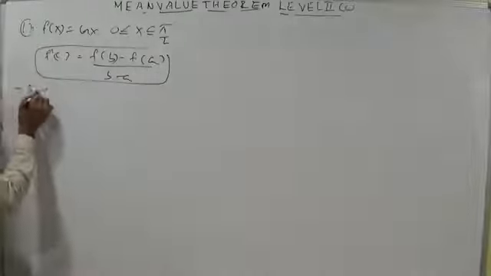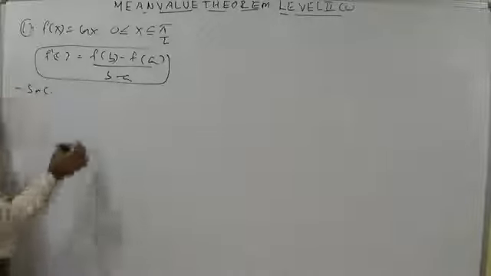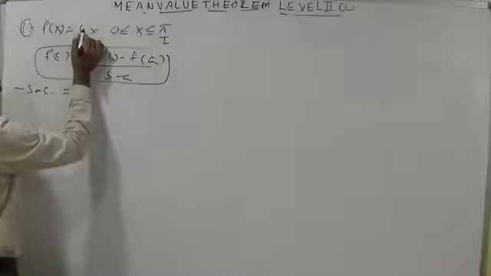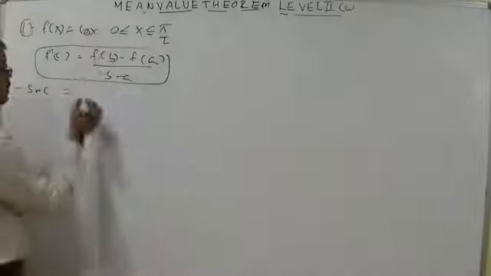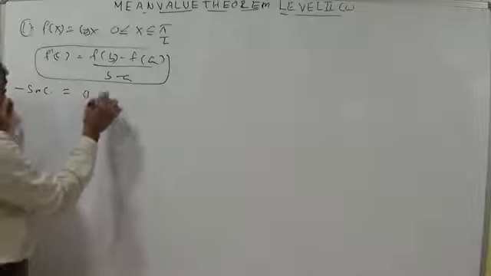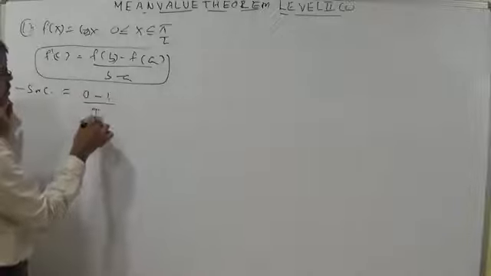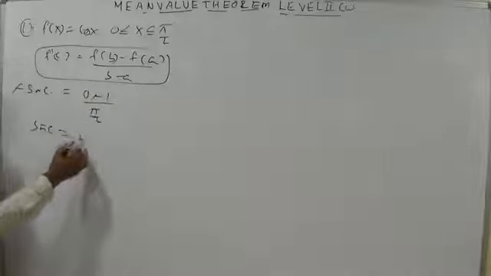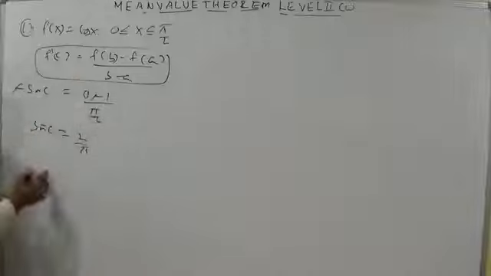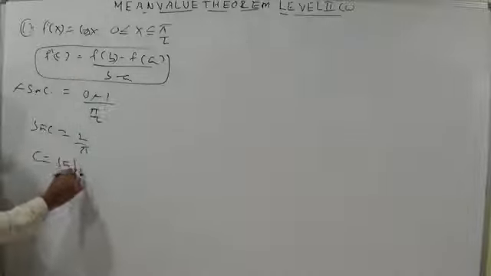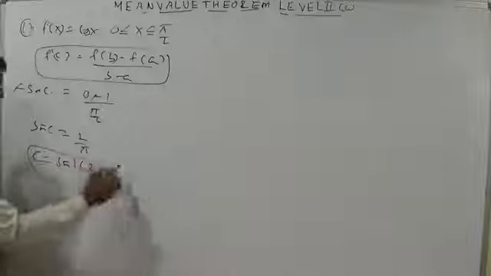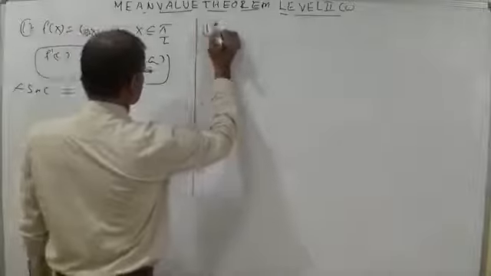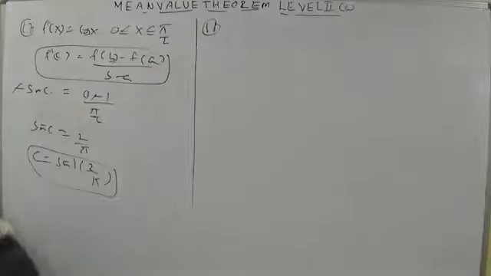What is the derivative of cos x? Minus sin x. Minus sin c is equal to f of b minus f of a by b minus a. Substitute here, this is cos. So substitute the value pi by 2: cos 90 becomes 0 and cos 0 becomes 1, by pi by 2. Here minus and minus will be cancelled. Then you can say sin c equal to 2 by pi, taken reciprocal, and you can say undoubtedly that c is equal to sin inverse of 2 by pi. That's all.